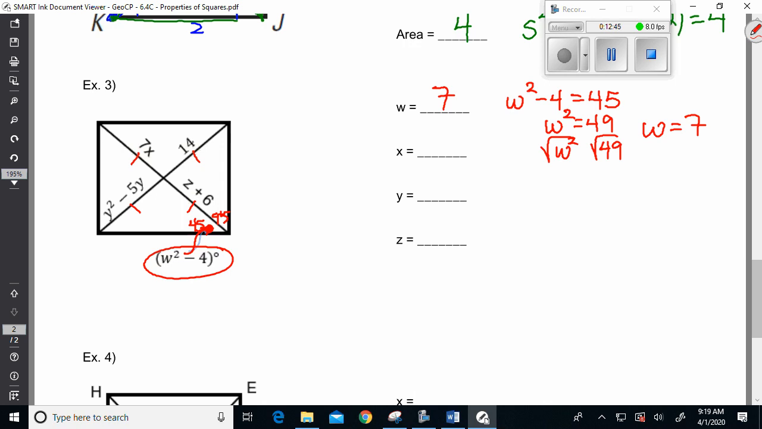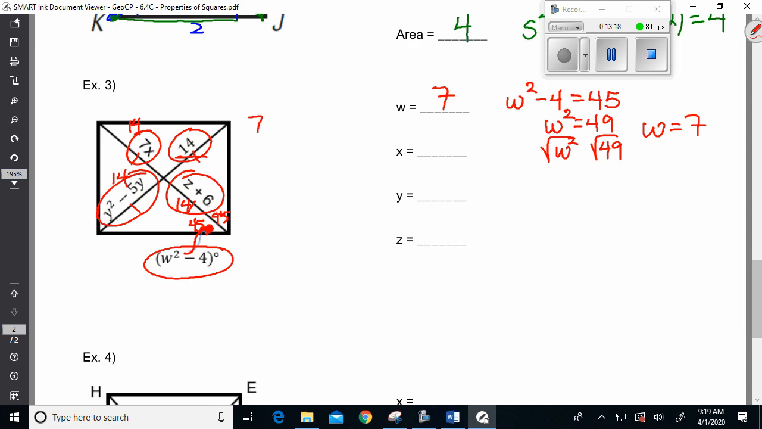Now, since the diagonals are congruent, all 4 of these parts are equal to each other. So before you get confused with what we should be setting equal to what, know that they gave you one part was 14. So since one of the parts is 14, all of the parts have to be 14. So every single one of these parts is 14. So that helps you set up the equations.